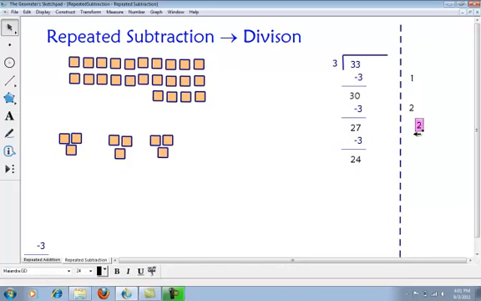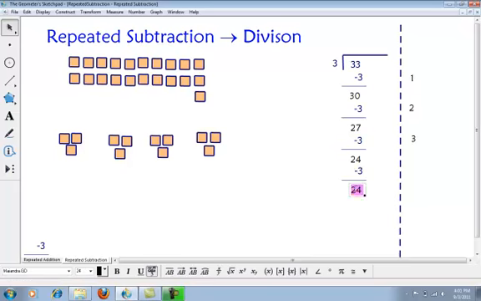Now I've made a total of 3 groups of 3, but I still have 24 more tiles I need to split into groups of 3. So let's do the same thing again. I made another group of 3, which means I'm taking 3 away from my 24 tiles. That leaves me with just 21 tiles. And you can see here I've got 10, 20, and 1. And now I've got 4 groups of 3 made. And here they are, 1, 2, 3, 4.